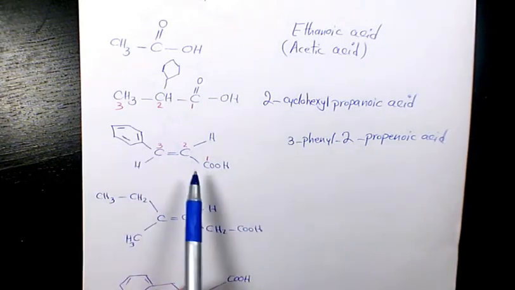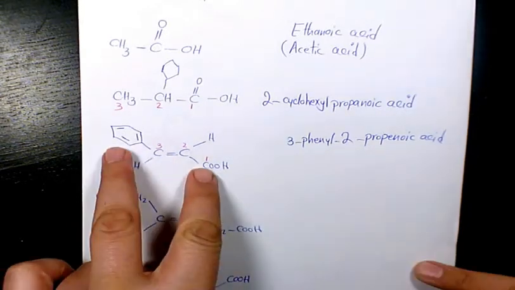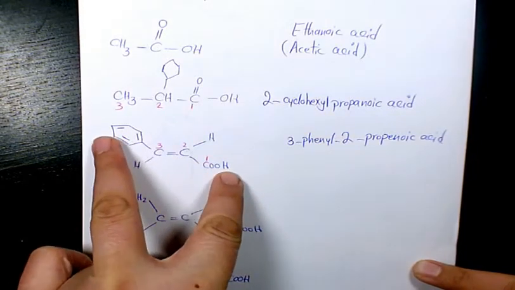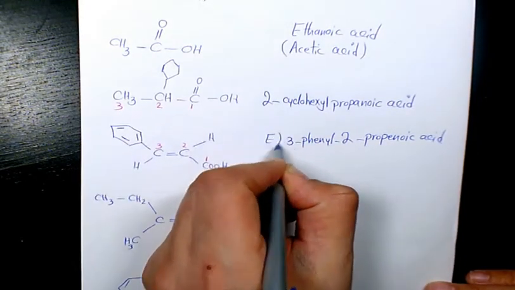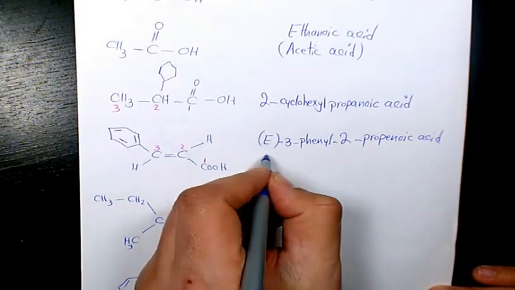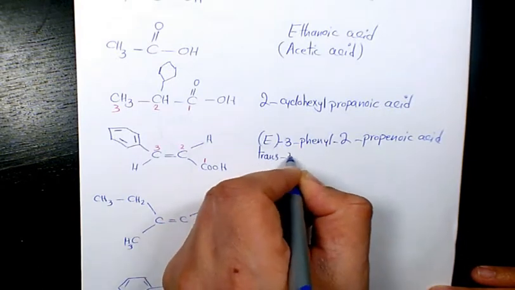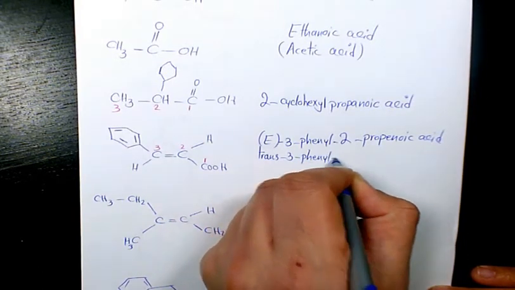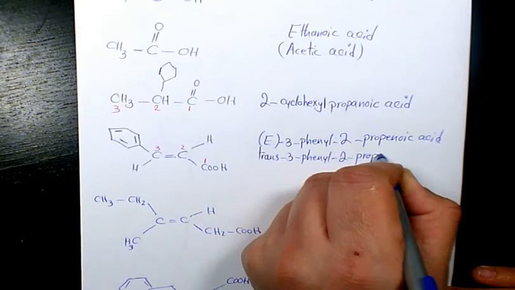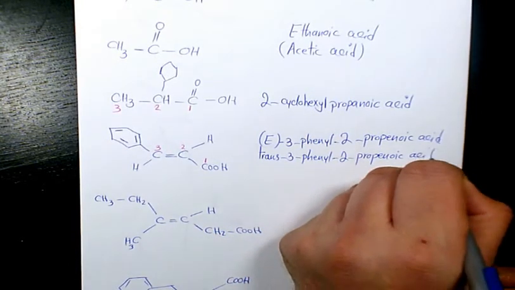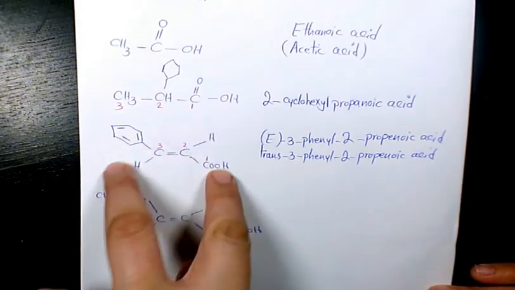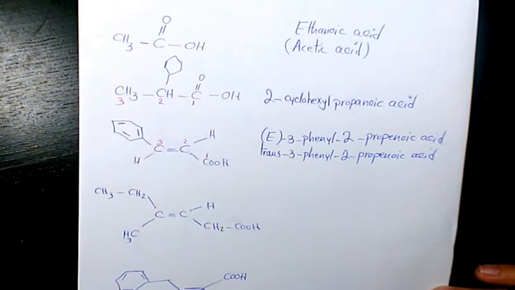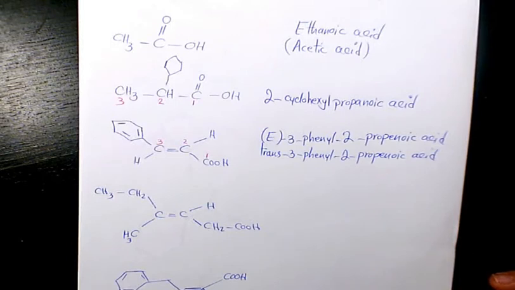Here we can have 2 different isomers. Why? Because the location of these 2 groups is really important. If they are on opposite sides, we call it E isomer. So we need to put E in front of this. Or we can say it is trans 3-phenyl 2-propanoic acid. It's called trans or E isomer. If we have these 2 on the same side, we call it Z isomer, or sometimes called cis.